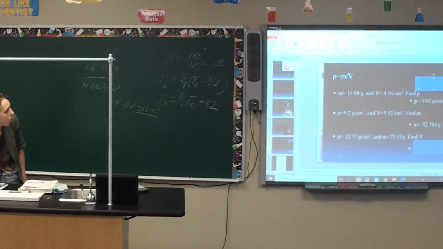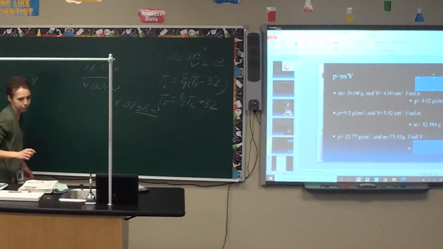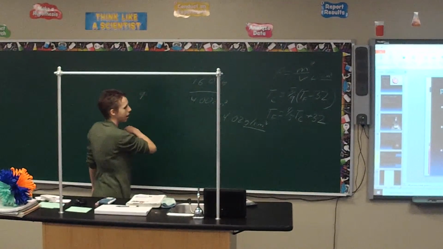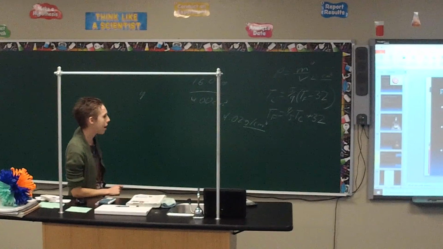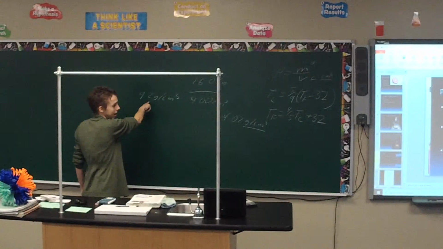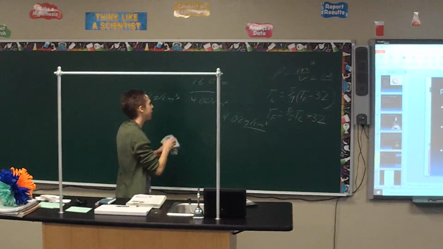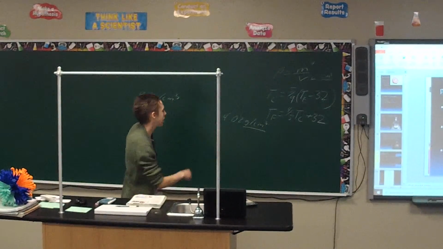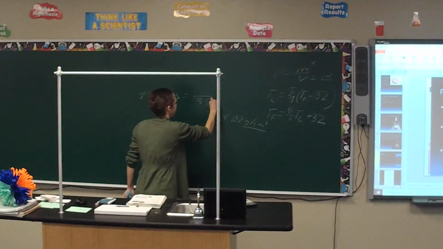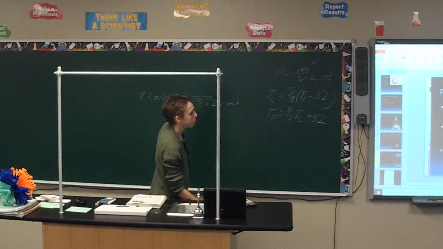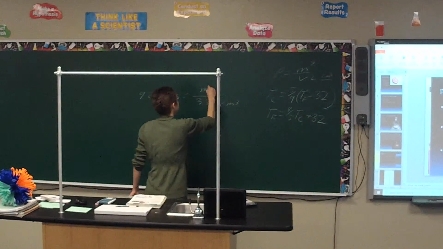So for this one, I told you that the P, or rho, because I don't have the rho symbol, is 9.2 grams per centimeter cubed. That is the density because it is the P. And it says the volume is 3.52 centimeters cubed. That's what I was thinking when I did that. But then it's asking you to find M, or find the mass. So you're finding M up here.